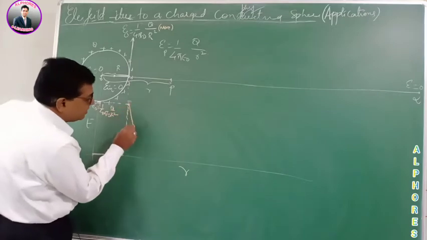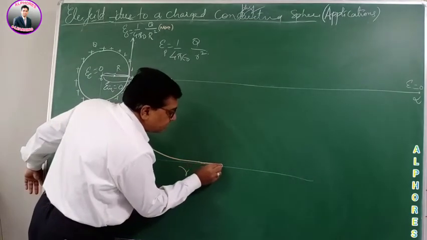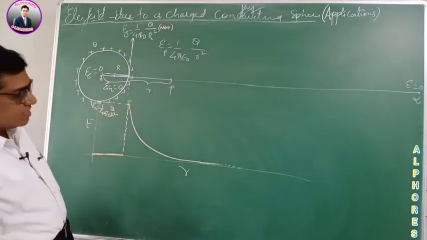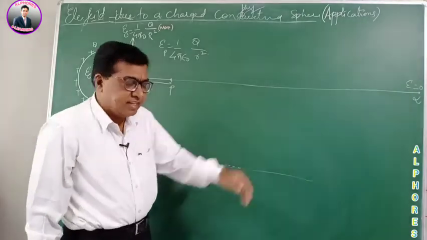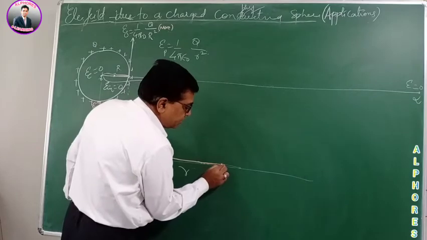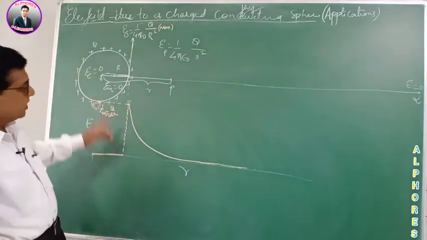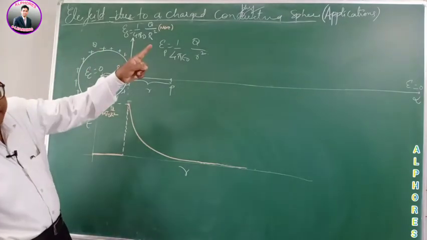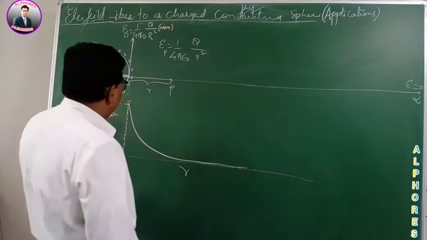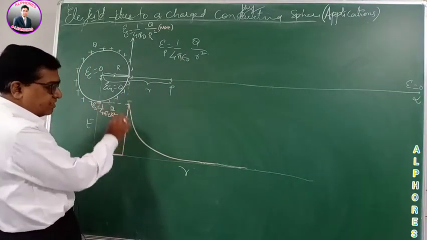So the graph is a steep inverse r square curve like this. It touches the r axis only at infinity. It is an asymptote. It doesn't touch here; it gets closer and closer and will touch the axis at infinity. So for a conducting charged sphere, the electric field varies with distance like this.